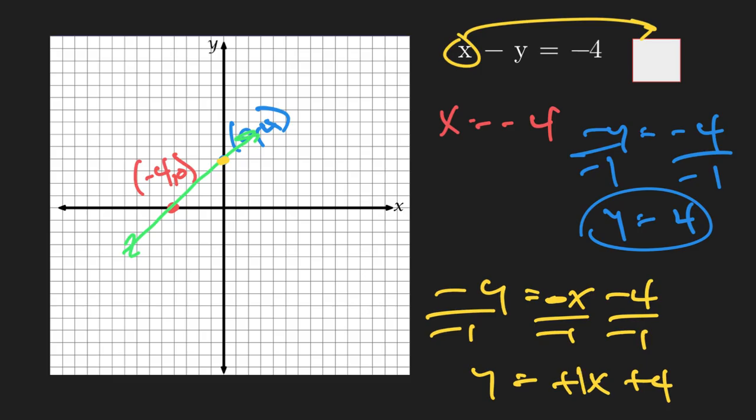Up 1, right 1. Up 1, right 1. You're right there on that line. So that second point's going to look different. But if you're, like I said, somebody that's real comfortable with slope-intercept form and being able to convert, go with it. It's just another tool, okay?